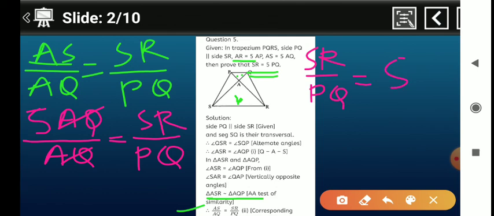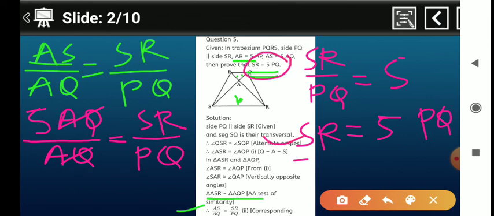Then this PQ gets multiplied to the right side, so we get SR is equal to 5 into PQ, that is 5 PQ. And this is what the question asked: prove that SR is equal to 5 PQ. So see the question again. We first proved that these two triangles are similar by the AA test. Then we took the ratio of sides, and from that ratio we proved that SR is equal to 5 PQ.